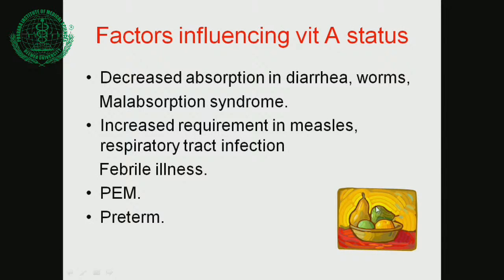Factors affecting vitamin A status: decreased absorption in diarrhea, worm infestation and malabsorption syndrome, and increased requirement in measles. Yes, measles will cause respiratory tract damage and GI tract damage, so the epithelium is destroyed in measles. So there is a requirement for regeneration of epithelium, and a large amount of vitamin A is required. Protein malnutrition also lowers vitamin A levels, as with other vitamins. And in preterm babies, vitamin A is usually stored in the last trimester in the liver of the full-term baby. So a preterm baby which is born early has fewer stores of vitamin A. So all preterm babies we give supplemental vitamin A.